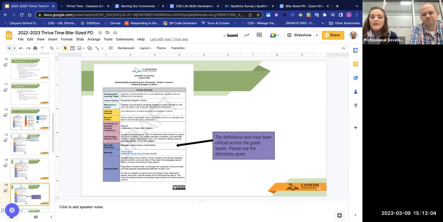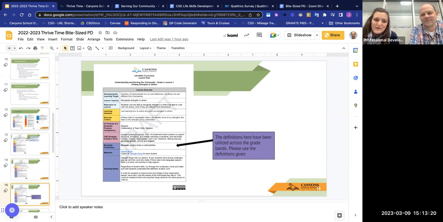They are connected to every part of what we believe in Canyon School District and what we want our students to be able to graduate with the knowledge of. So I just kind of skipped that section. That's kind of in the pinky section of it.